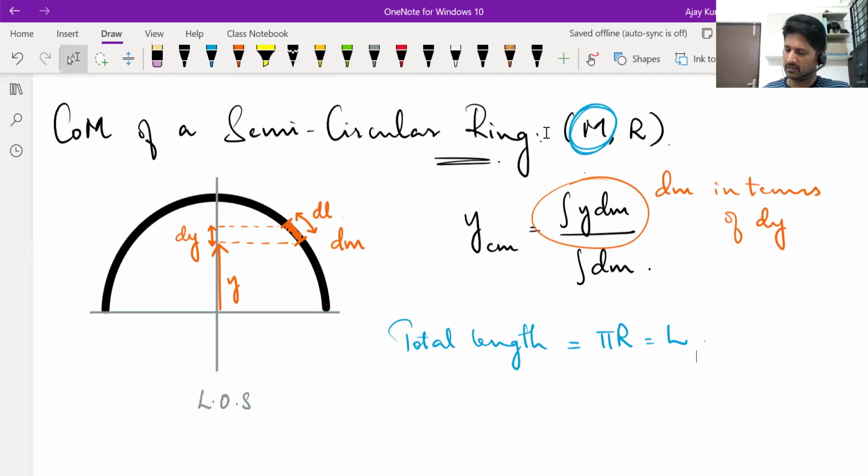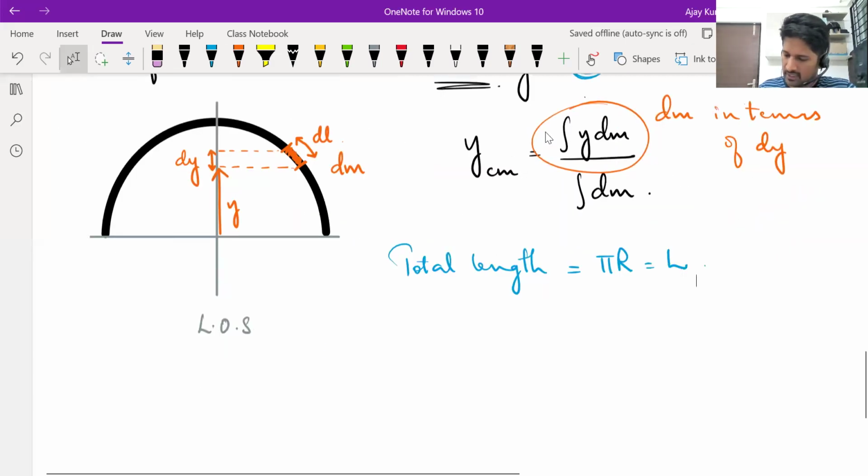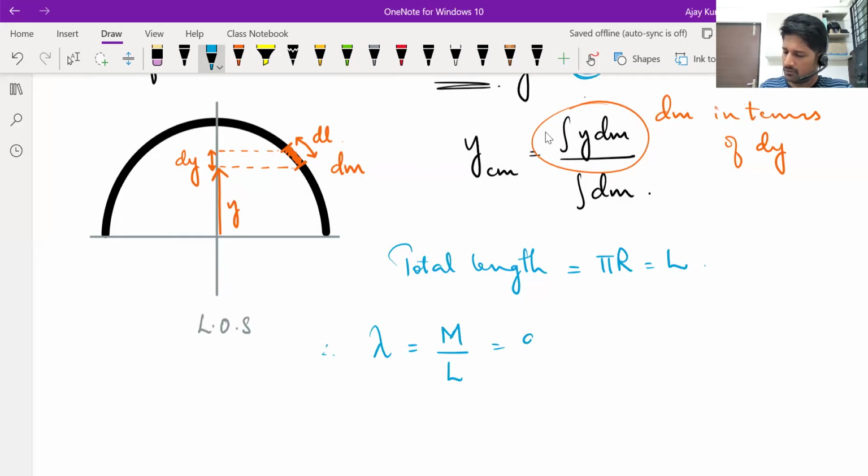Density is same everywhere. Therefore, we can write that the linear mass density of this system, linear mass density means mass per unit length, is total mass by total length, which is also equal to small mass by small length. So this is known to us. We can say that dm is equal to lambda into dl. So we can establish a relation between mass of an element and the length of that particular element.